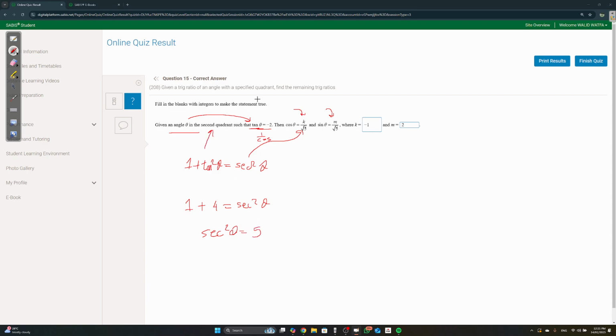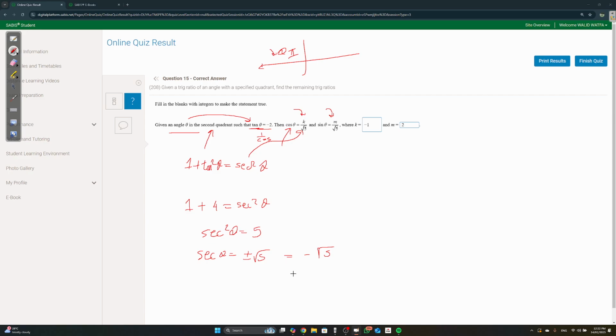Here they're saying second quadrant. Second quadrant is over here. Quadrant 2, right? I'm going to take the square root now. Secant is going to be either plus or minus root 5. But now I need to know if it's negative or positive. I'm in quadrant 2. Is x negative or positive here? Cosine. It's negative, right? So I'm going to take the negative root. So it's negative root 5.